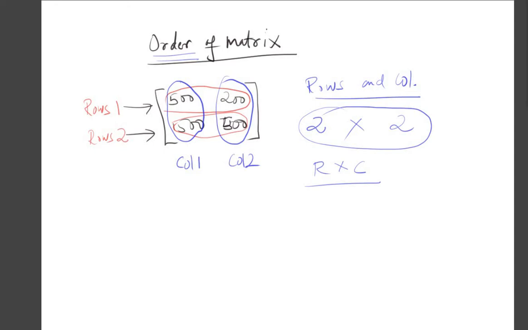A matrix can have any number of rows and any number of columns. So if I write something like this, 5, 4. Now can you tell me what is the order of the matrix? I'm interested in knowing what is the row cross column combination here.